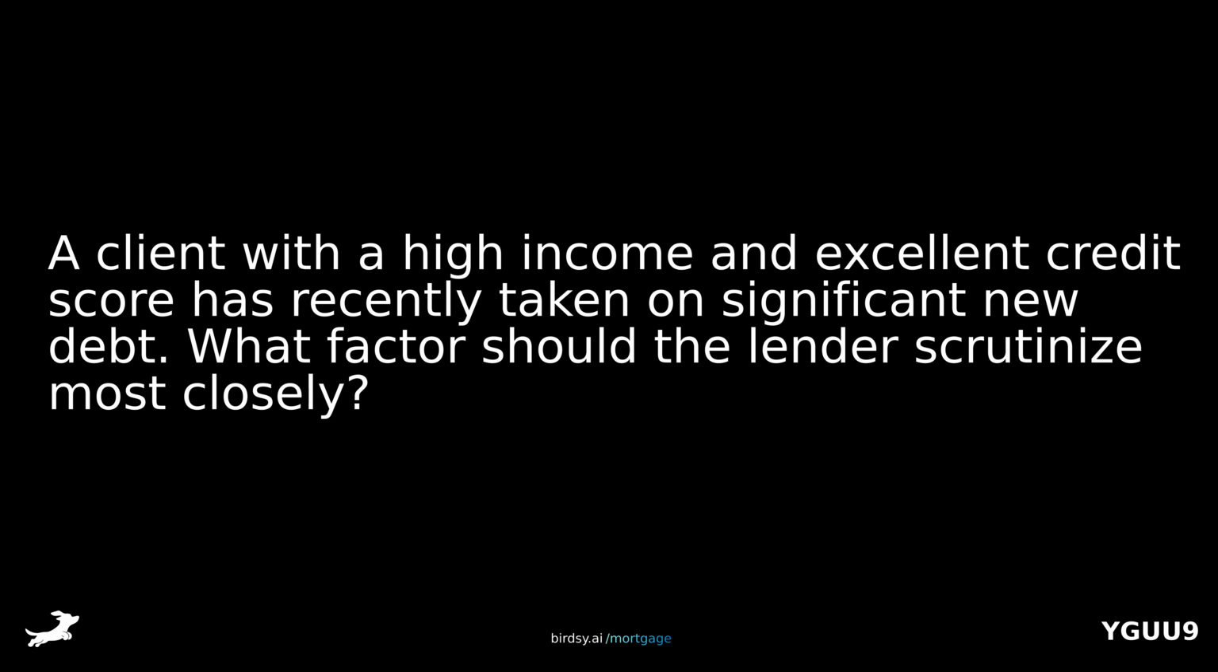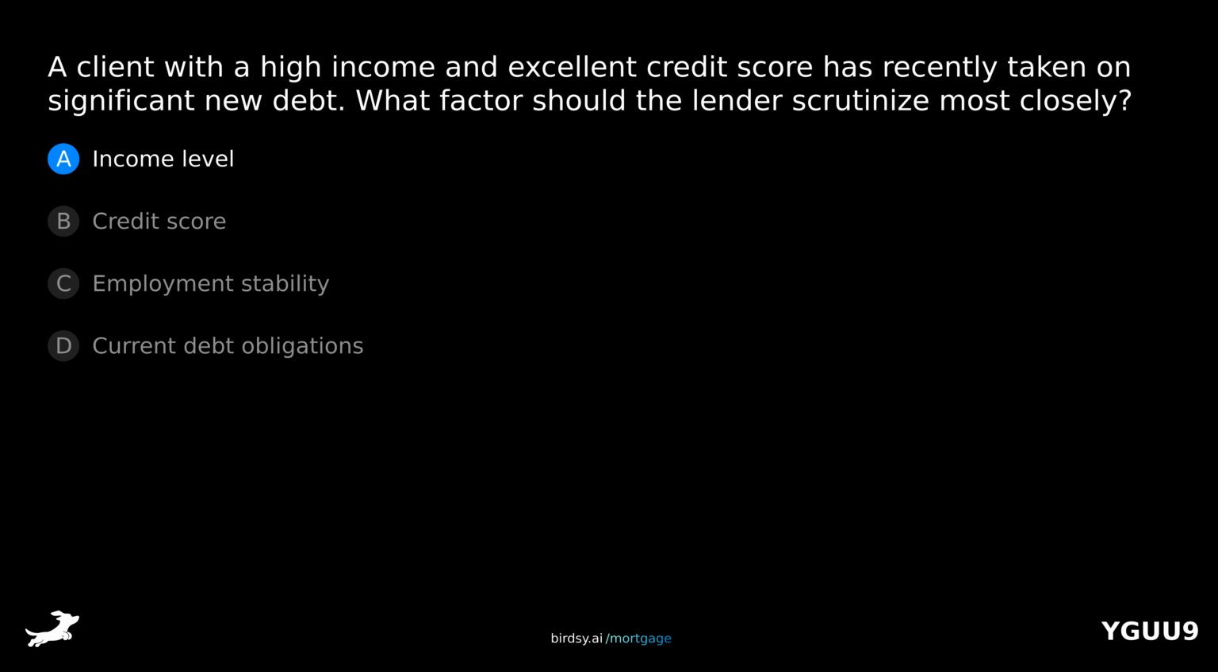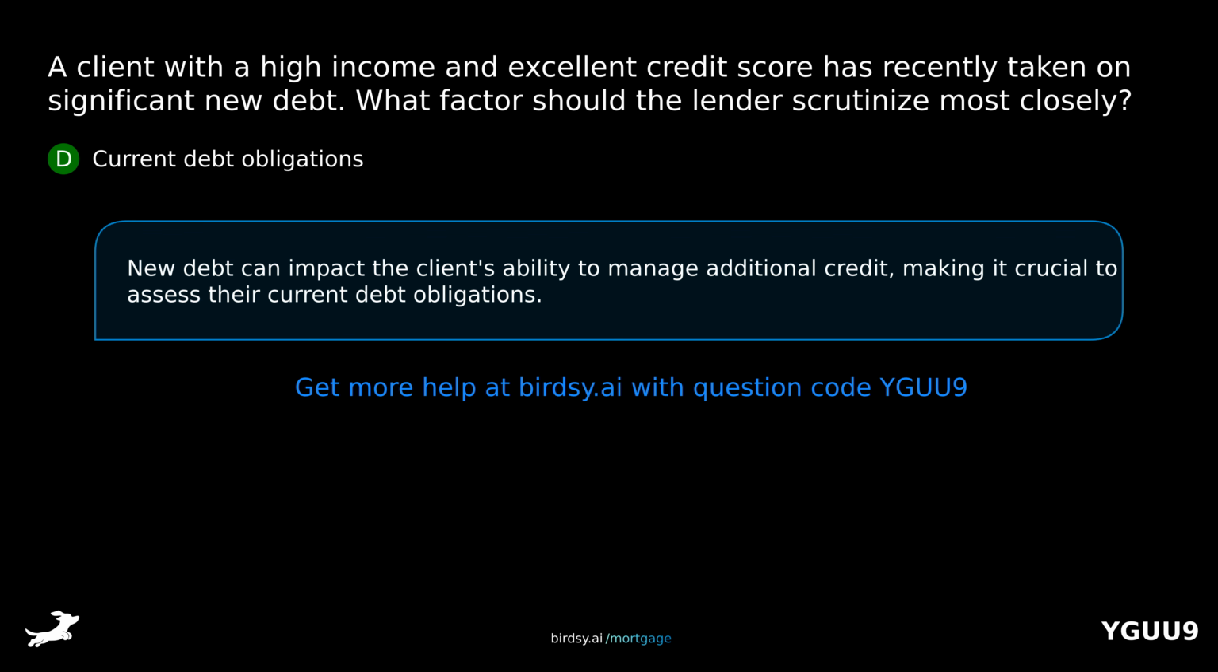A client with a high income and excellent credit score has recently taken on significant new debt. What factors should the lender scrutinize most closely? Is it A, income level, B, credit score, C, employment stability, or D, current debt obligations? The answer is D, current debt obligations. New debt can impact the client's ability to manage additional credit, making it crucial to assess their current debt obligations.